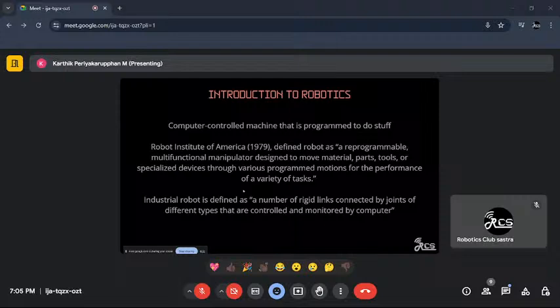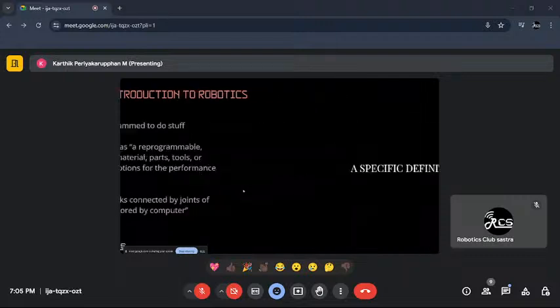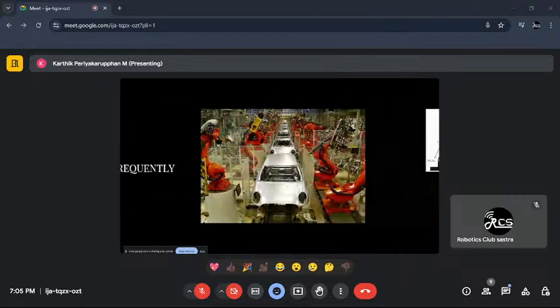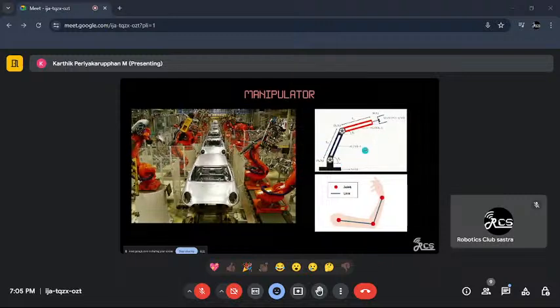From the introduction to robotics, we can understand that an industrial robot is defined as a number of rigid links connected by joints of different types that are controlled and monitored by a computer. You might wonder what an industrial robot is. They are talking about manipulators. Just look at your arm. The manipulator actually works like your arm. This is actually the manipulator.